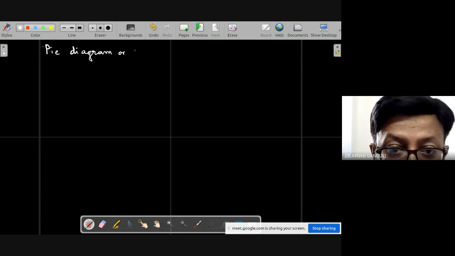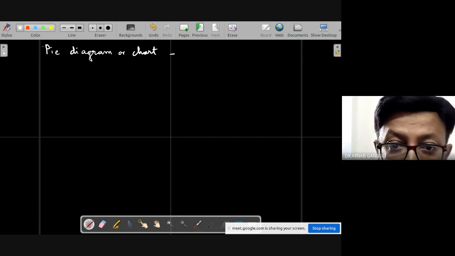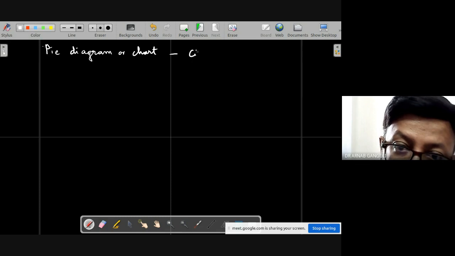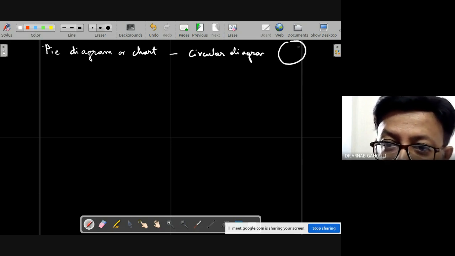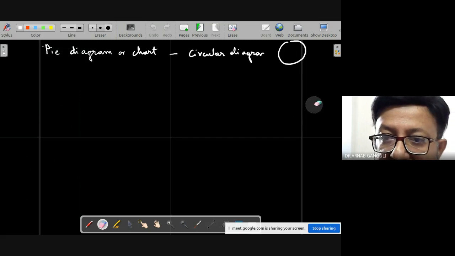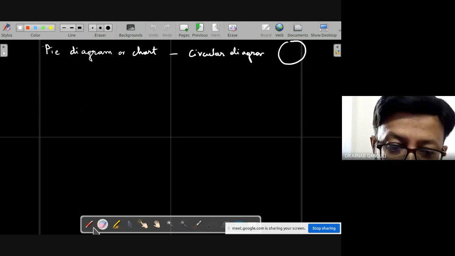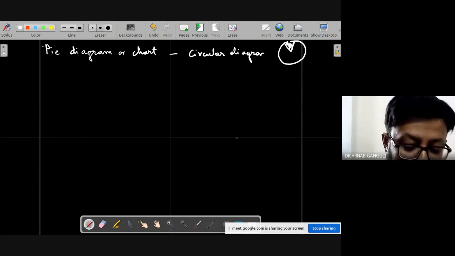So pie diagram and chart. So basically this is a circular diagram. It is a round pie, a round pie. And how much part of this pie you ate, or which part is what, that depends.